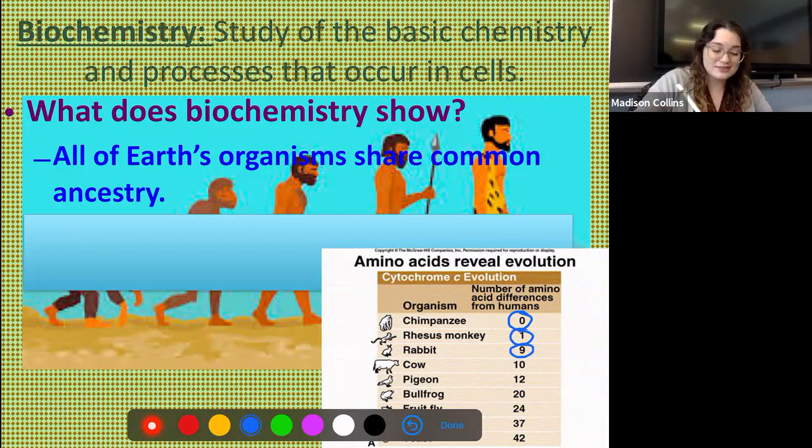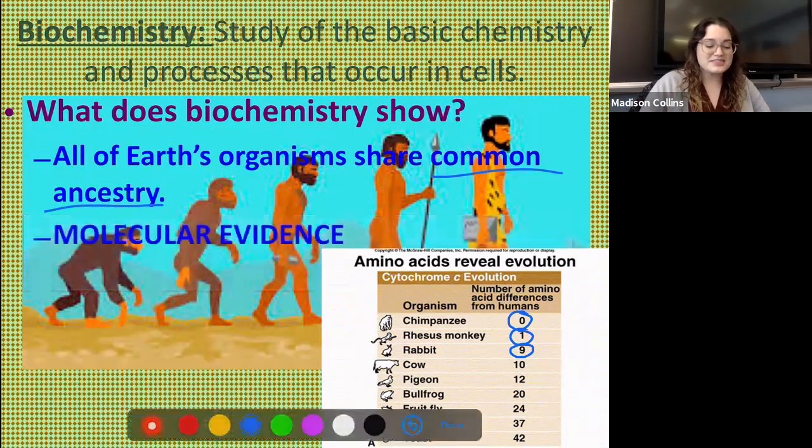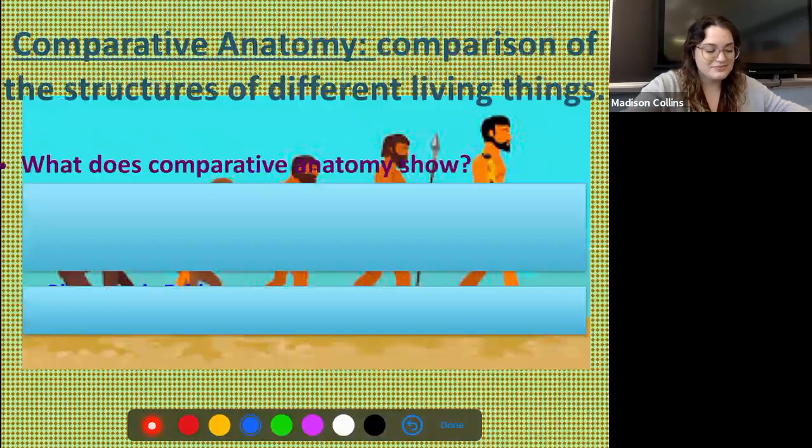And what does this show us? Well, it shows us that we all share a common ancestor. Our amino acid sequences are really, really similar. So this is going to be an example of molecular evidence, right? We're looking at those molecular or biochemical similarities between organisms. All right. Next up, we've got comparative anatomy. Now, anatomy is talking about the structures that make up our bodies. And if we're comparing it to something, that means that we're comparing the structures of different living things, right?